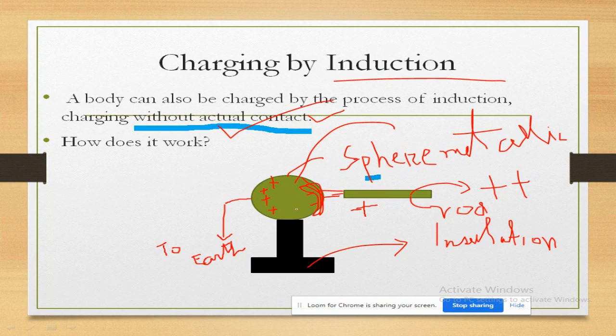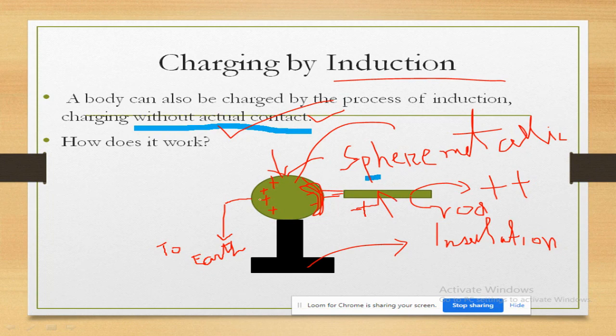So there is a division of charges within the sphere. One side is positive, one side is negative, due to the presence of this rod. This is important, due to the presence of this rod. Now, still the net charge on the sphere is 0.